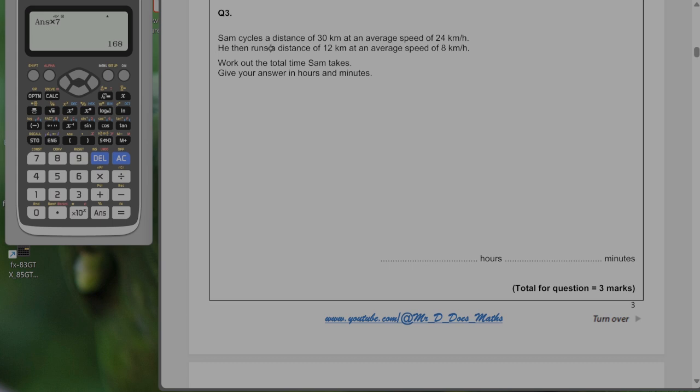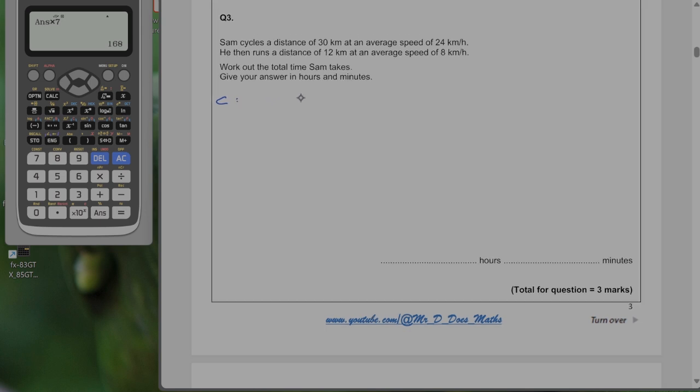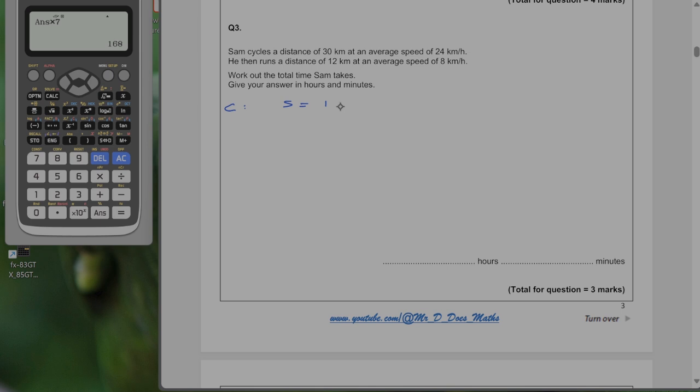Okay, so if we look at the cycle part first of all, so if we want the time taken, so if speed is equal to distance divided by time, then time is going to be equal to distance divided by speed. So he travels a distance of 30 in 24 kilometers. So that's going to be equal to 30 divided by 24, 1.25 of an hour. So I'm actually going to say 1.25 hours.